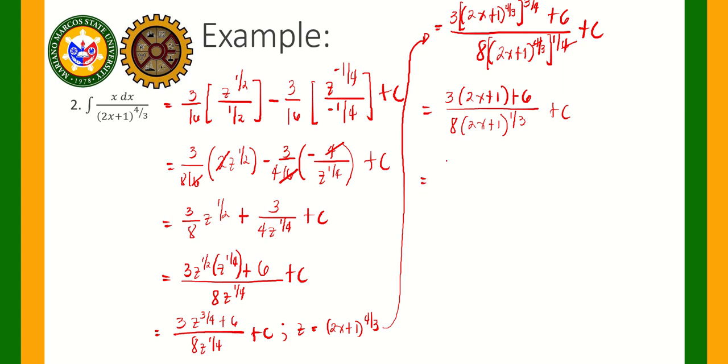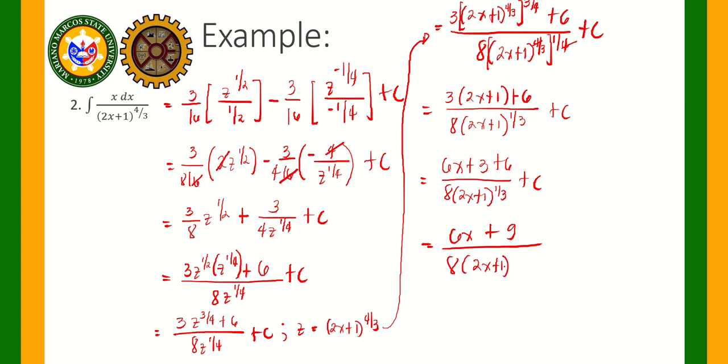So simplifying further, we have 6x plus 3 plus 6 all over 8 times 2x plus 1 raised to 1 over 3 plus c. And then simplifying further, this is 6x plus 9 all over 8 times 2x plus 1 raised to 1 over 3 plus c. So this is our final answer for example number 2.